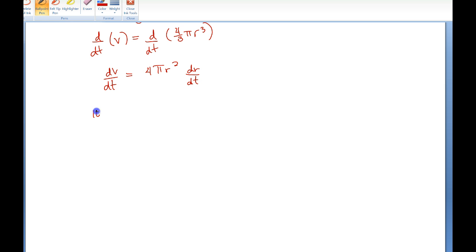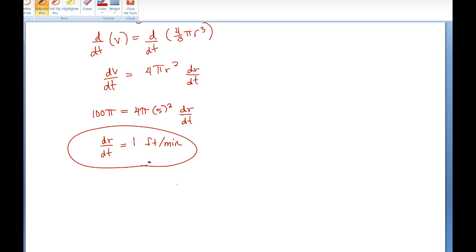So 100 pi, and this is when the radius is 5. So you get 100 pi on this side and 100 pi on this side, so dr/dt is 1. And the units are feet per minute. It's a radius, so just linear measure.